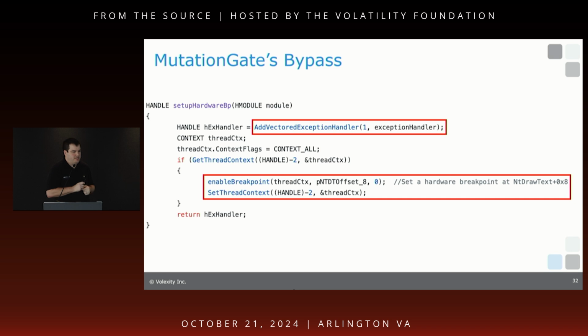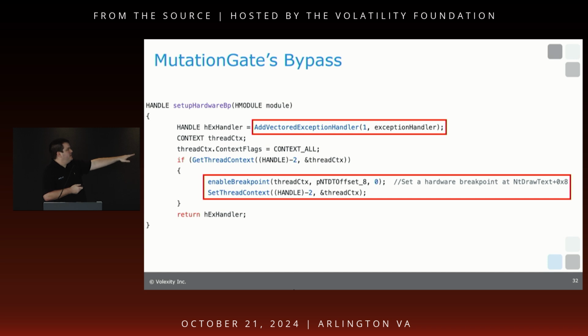So this is a project called MutationGate. Again, it's an open source version that mimicked what some ransomware out in the wild was doing. And there's a couple functions that have to be set up for this. One is AddVectoredExceptionHandler. So this is going to make it where that function called exception handler gets called whenever there's an exception in this process. And then what I also have highlighted in red is a function called enable breakpoint, which we'll see here in a second. But as you might guess, it creates a breakpoint.